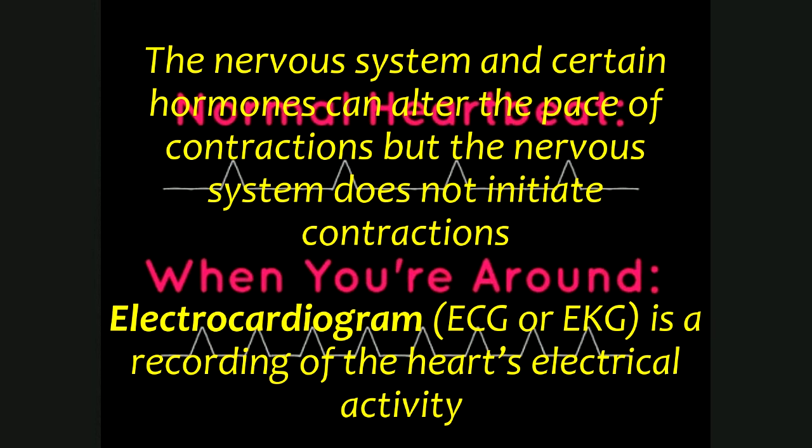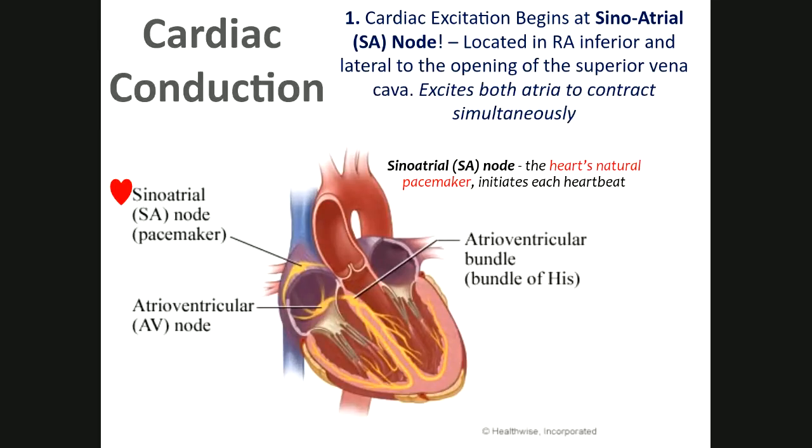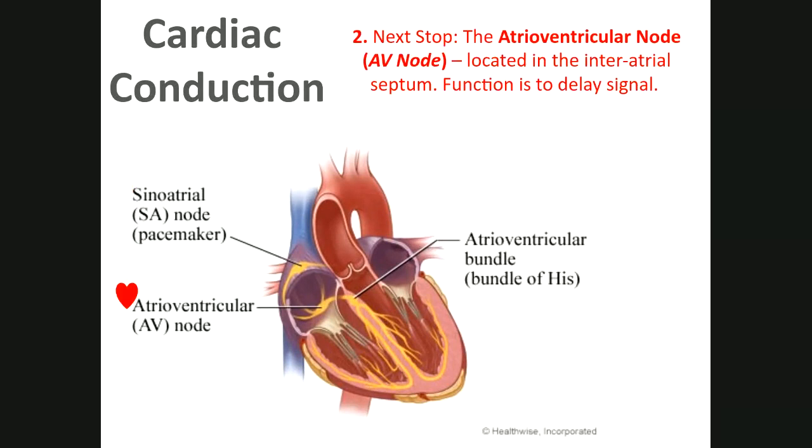An EKG is called an electrocardiogram, and this is a recording of the heart's electrical activity. So this reviews a little more in detail how the SA node is the natural pacemaker of the heart. It's going to stimulate both atria to contract at the same time. Then this impulse is going to travel to the atrioventricular node that's located in the interatrial septum. This is going to delay the signal as both atria contract. The delay allows the ventricles to fill to a greater extent.